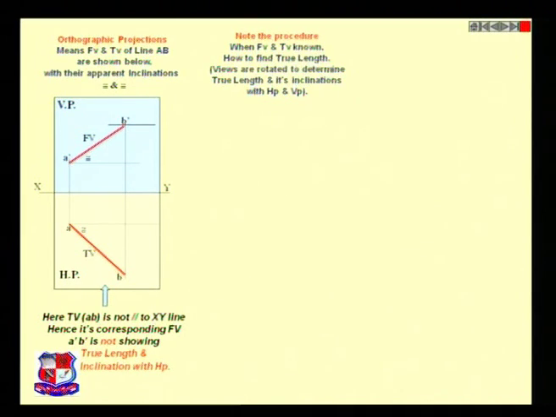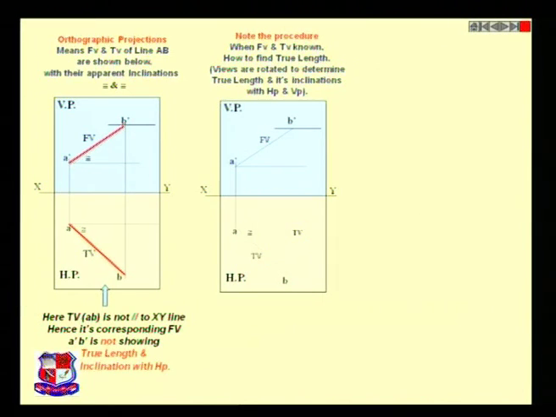How can we get the actual true length? We have the front view and top view, but how can we find the true length? The views are rotated to determine the true length and the inclination with the horizontal plane and vertical plane. We will incline at some angle to find out the true length as well as the inclination with the horizontal plane and the vertical plane. As you can see over here, the same thing has been mentioned.